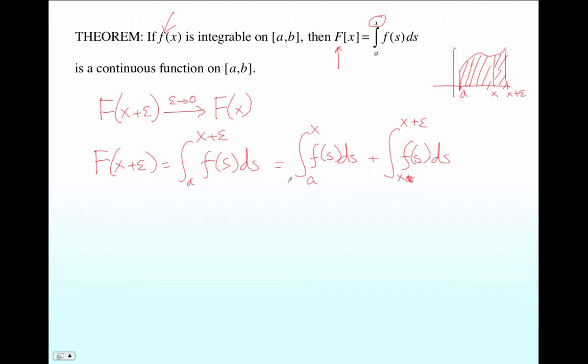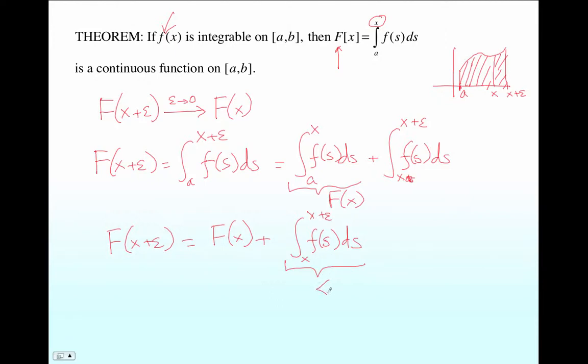Now, this part over here is obviously just F of x, and so we have F of x plus epsilon is F of x plus this other integral, x to x plus epsilon. And now the point is that we can use our theorem, which says that this here has to be less than or equal to the maximum value of the function f, let's call that M, times the size of the interval, which is epsilon.